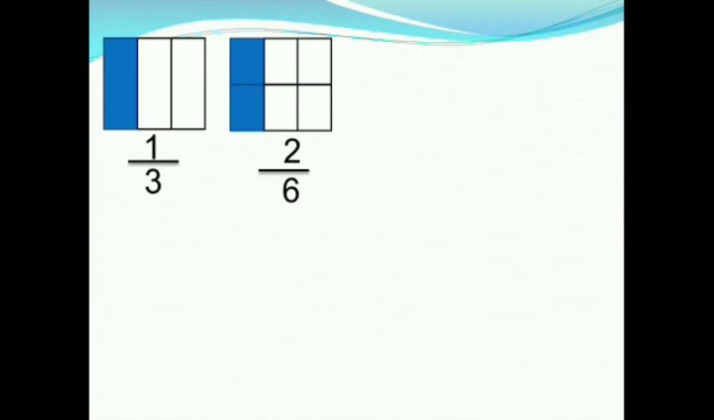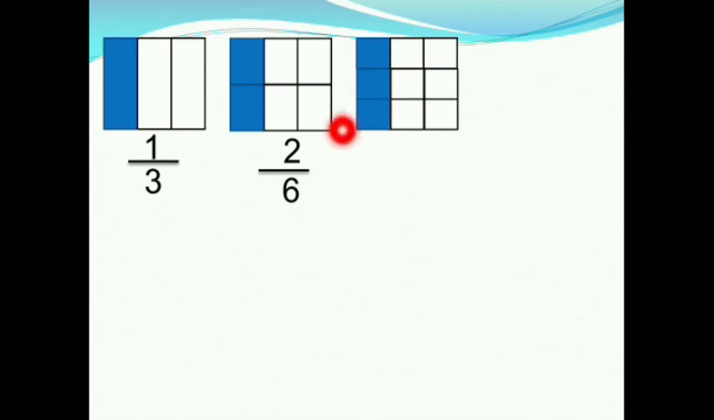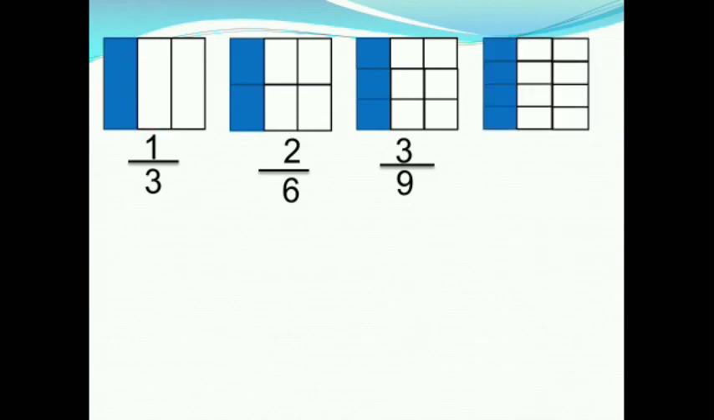Now we will divide the same figure into 3 parts. Now we have 9 parts. 3 parts are shaded. Now the fraction form will be 3 by 9. Now we will divide the figure into 4 parts. Now we have 12 parts. 4 parts are shaded. Now the fraction form will be 4 by 12.